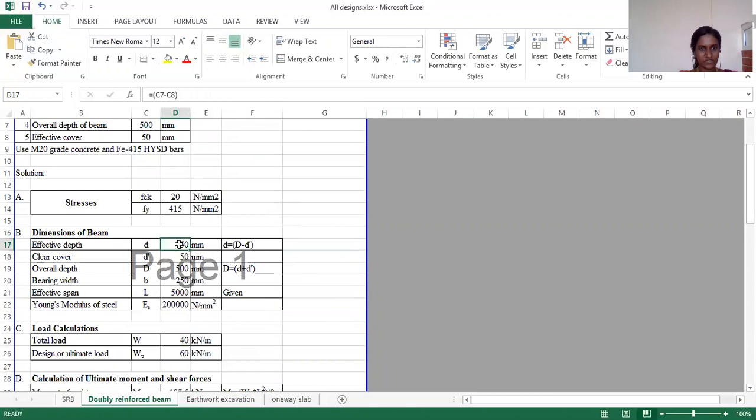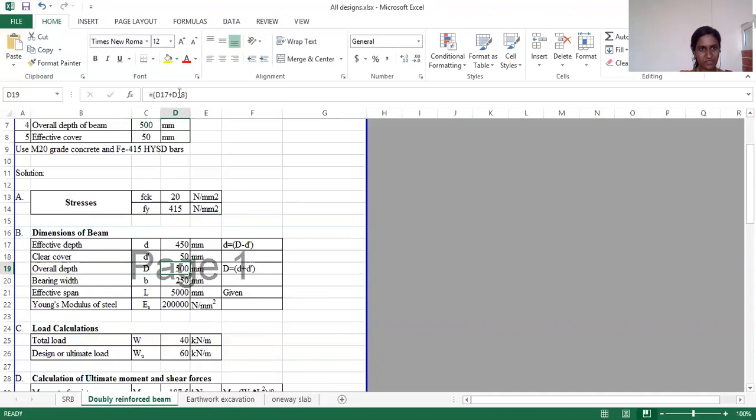What I've used here, see, is C7 minus C8. C7 is the overall depth and C8 is the effective cover. So if you do this, you will get the effective depth d. Always we have to use the values here, so if d is written here, you should not click on capital D. Actually that value you have to click. Next, the clear cover d dash is already given, it is 50 mm.